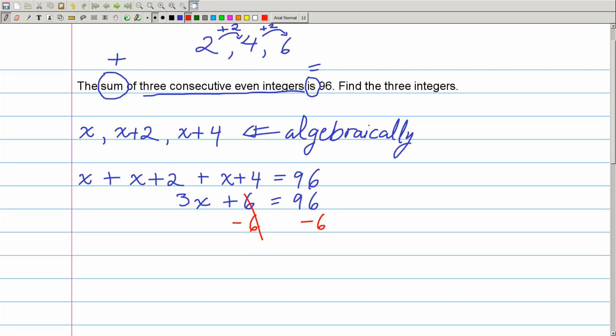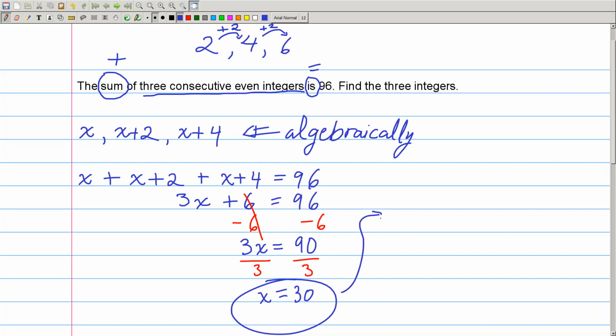The 6's on the left side will cancel, and I'll get 3x equals 96 minus 6, which is 90. Then I have to do opposite operations again, so I divide both sides by 3, and I end up getting x is 30. So what I found here, folks, is that the first integer is 30. The next integer has to be 2 up from that, so the next one is going to be 32. And the next one 2 up from that is 34.